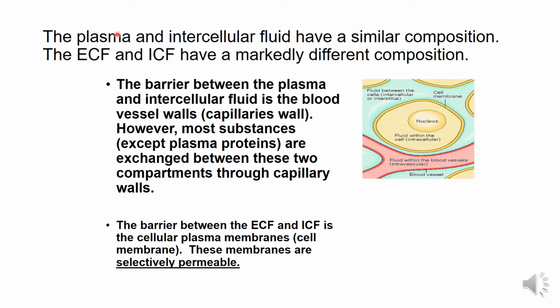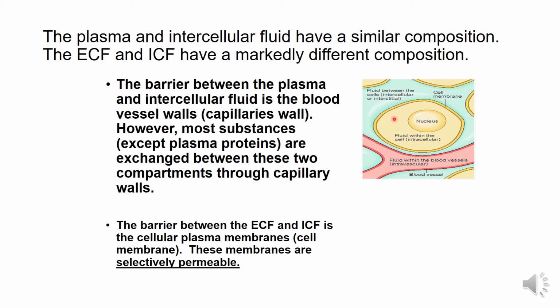This slide is about the composition of the plasma, extracellular fluid, and intracellular fluid. We have seen that the barrier between the plasma in the blood vessel and the interstitial fluid is the capillary membrane. This capillary membrane is permeable to everything except the cells and the larger proteins. So the composition of the plasma and extracellular fluid, or interstitial fluid, are almost similar, except of course here we have more protein, and in the interstitial fluid there is less protein.